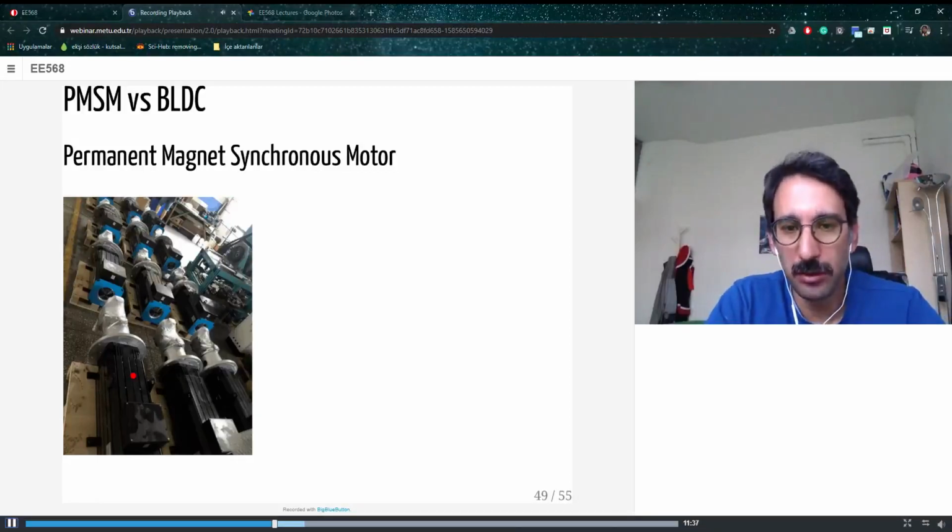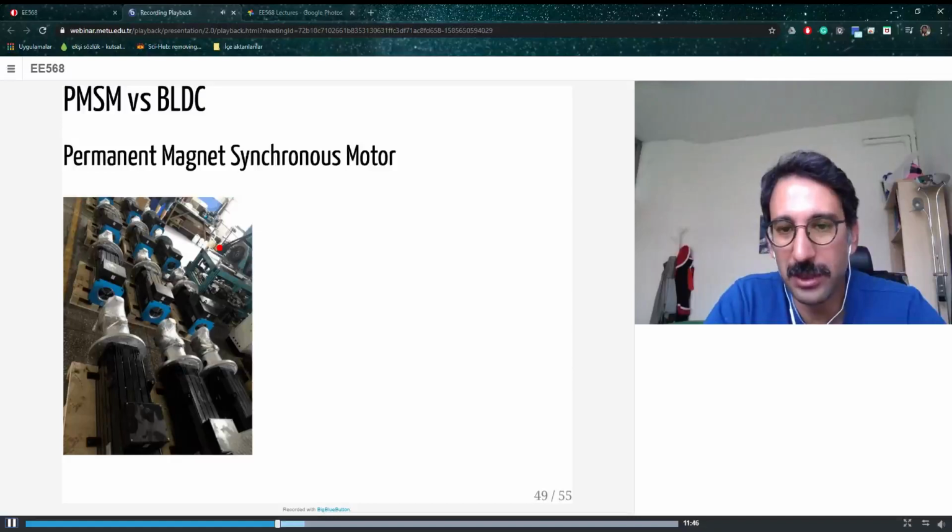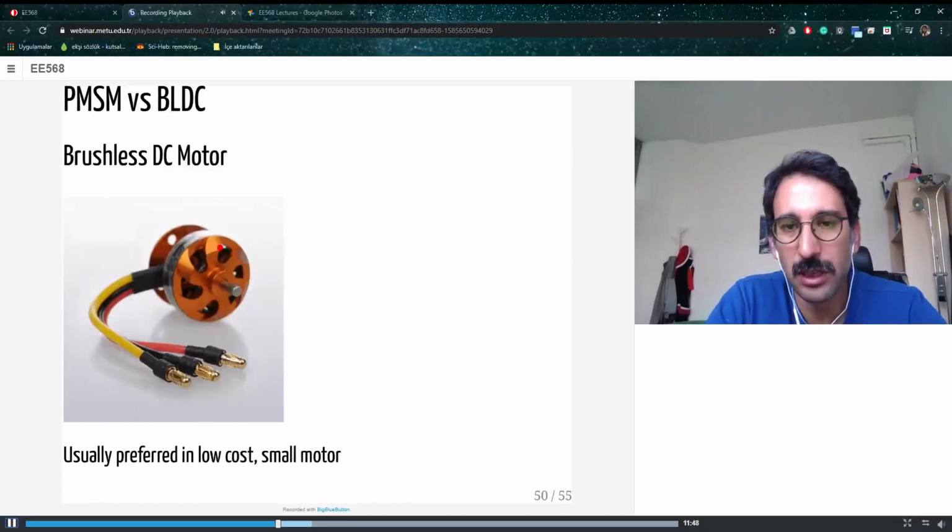They are mainly used in large servo motors, like accurate position control, speed controls, that kind of things, PMSM machines. Then we have the brushless DC motors, or in short BLDC motors, and they are usually preferred in low cost small motors.